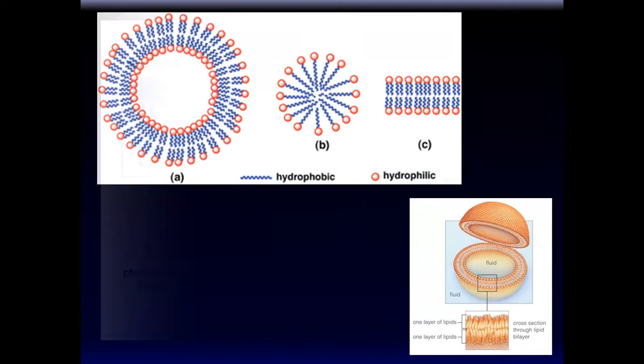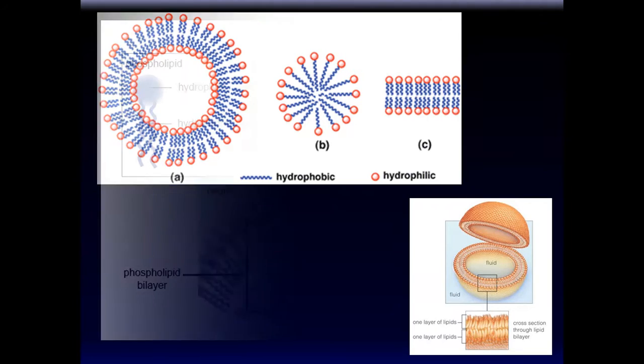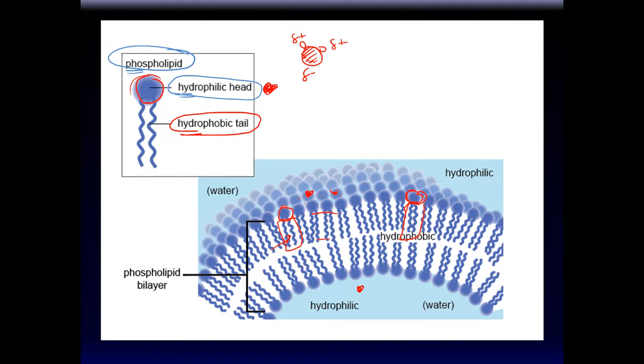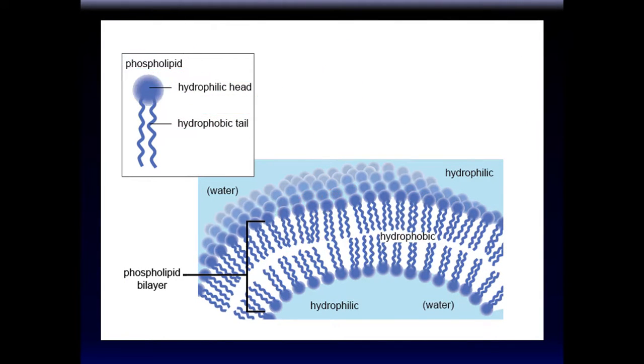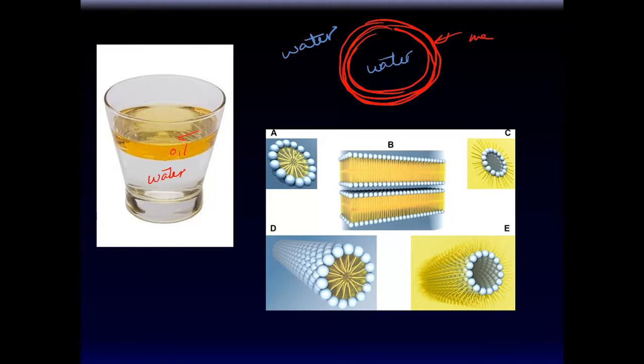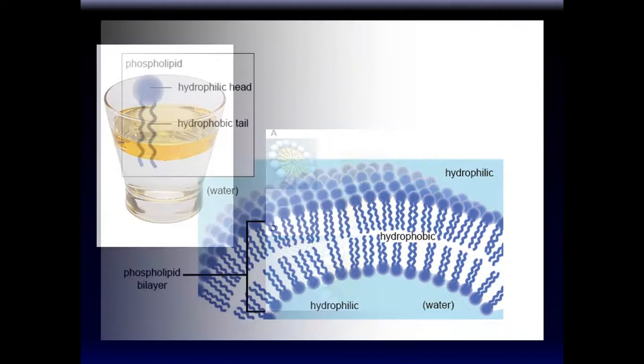In fact, if you were to take a bunch of these phospholipids in a glass and shake them up like this, they will naturally form membranes like this. They will naturally form tiny little micelles like this, or they'll form membrane. That's their natural thing to do.